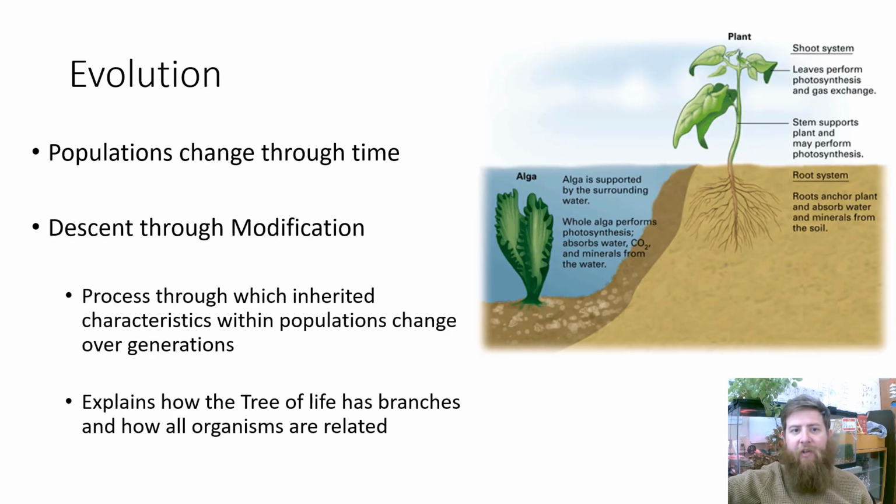Next up is evolution. We're going to talk about populations changing through time. We're going to talk about how we get from here to here. How do we get from an algae species to a plant species? We're going to talk about the process through which inherited characteristics within populations change and how all the branches of the tree of life are related to each other.